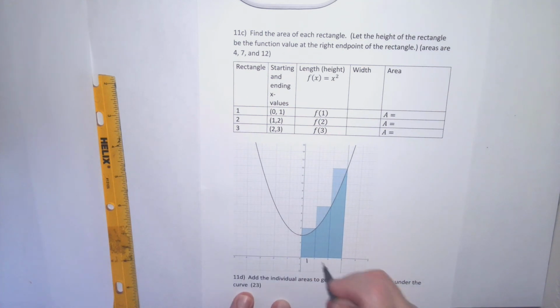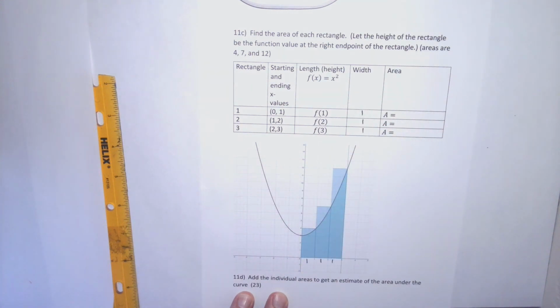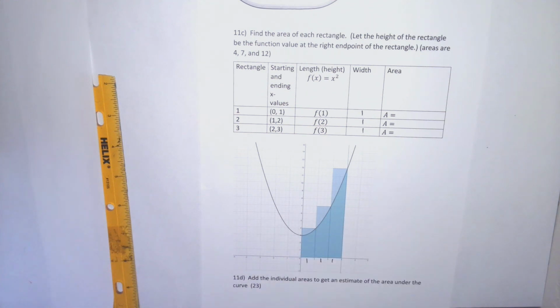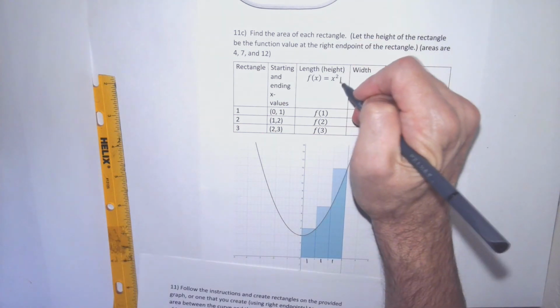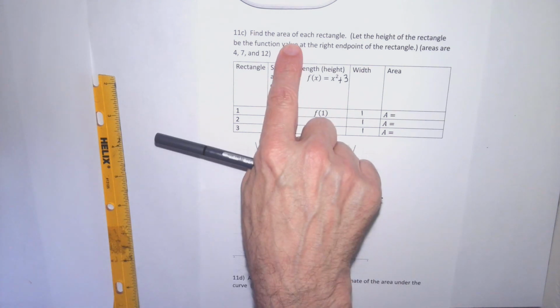Each one of these rectangles has a width of 1. The area of any rectangle is its height, its length, times its width. And how do I get the height or the length? Well, I just take the number, in this case it's 1, and I plug it into the function, and the function is x squared plus 3. So for each rectangle, I'm going to get its height, so I can find the area of each rectangle, because that's what part C wants me to do.